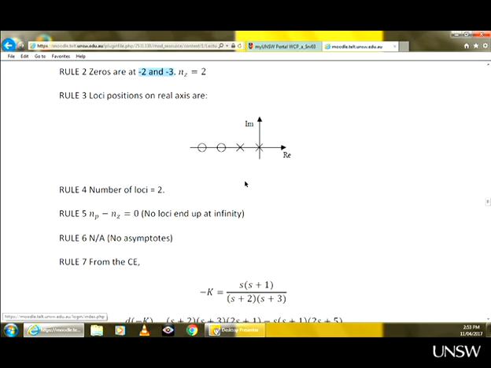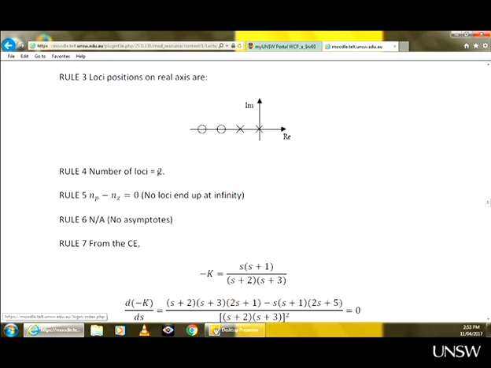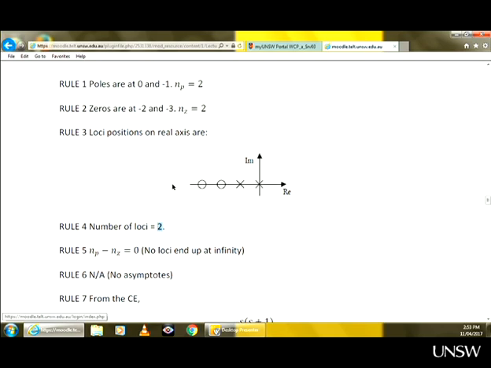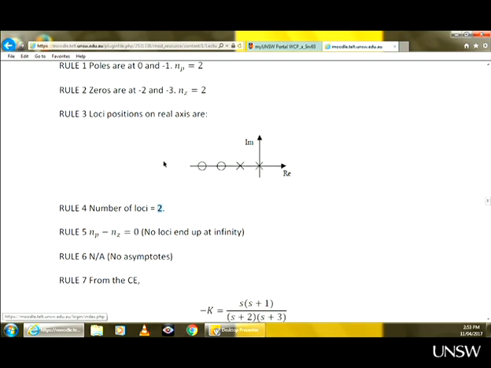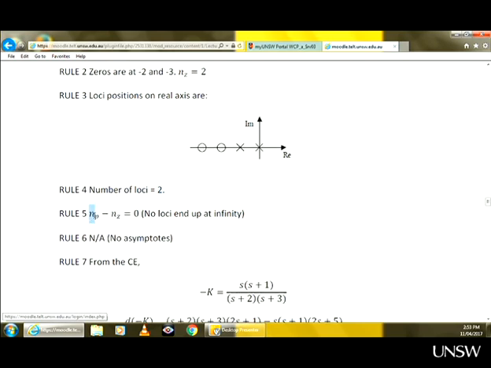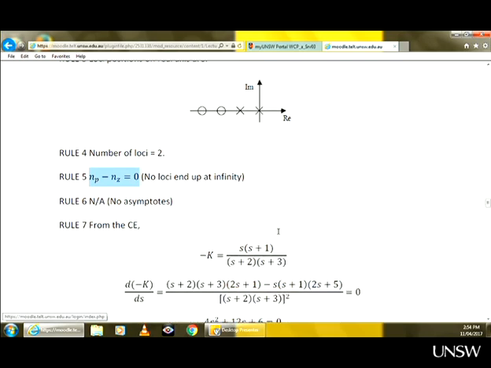How many loci, how many branches? That's the greater of the 2, NP and NZ, which is 2. How many of them end up at infinity? None, because 2 minus 2 equals 0. So nothing goes to infinity. Therefore, no asymptotes. Why bother? You can try to get some funny angles or centroids, but you won't get anything meaningful.